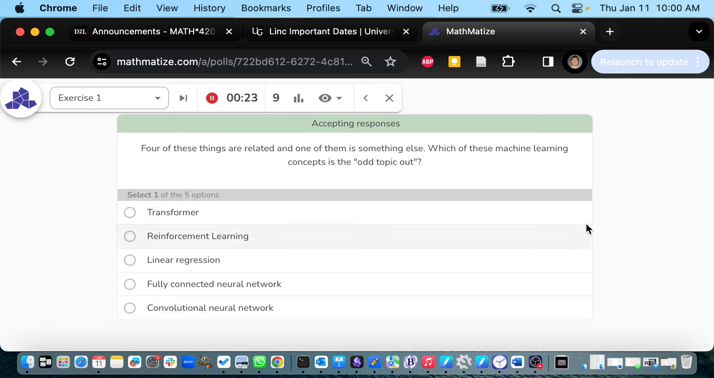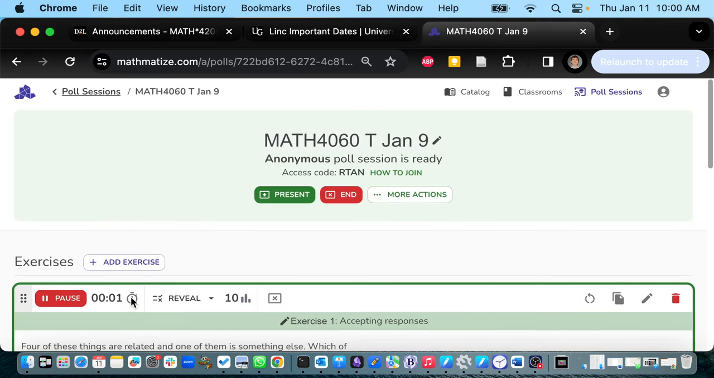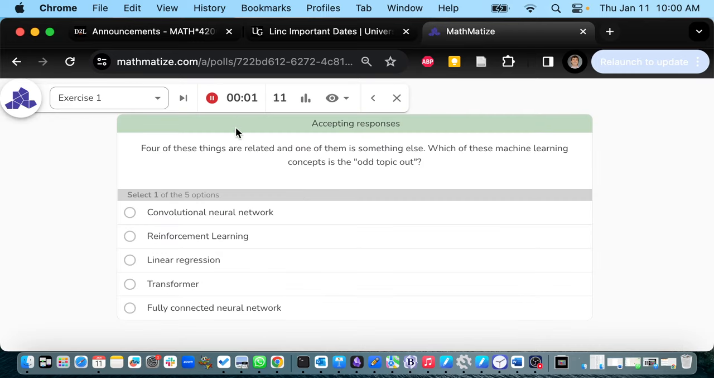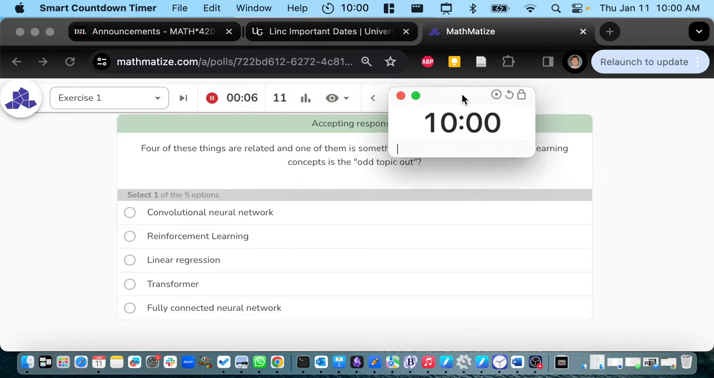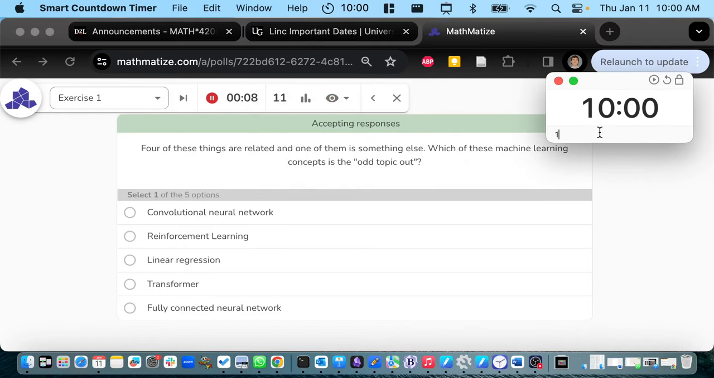Another fun thing about this platform is they're still developing it. Last term, they did not have this little timer button, but this time they do. Oh, maybe it's just counting how long it's been open. Okay, never mind. So I have to use my own timer. I'll start a timer here for 1 minute, because 11 people have answered already, and then we will see what you said.